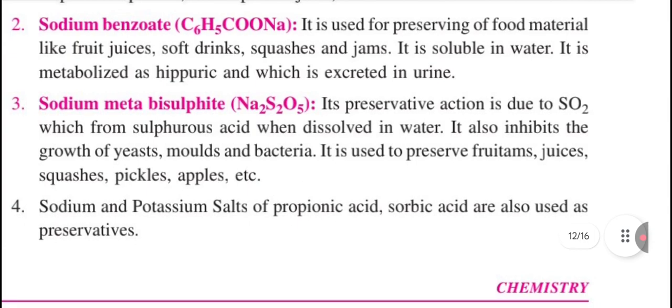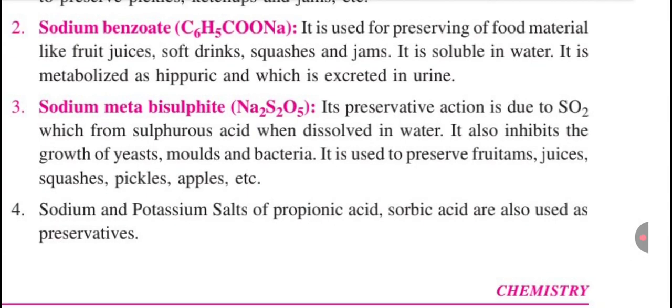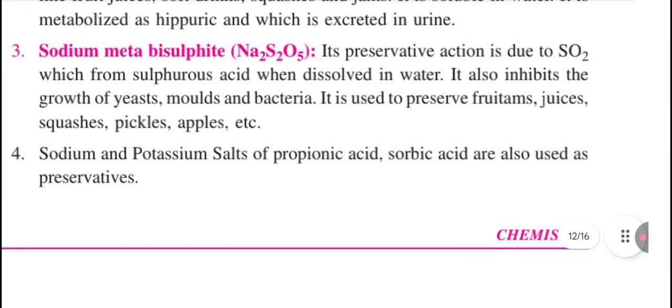Second, sodium benzoate, C6H5COONa. It is used for preserving food materials like fruit juices, soft drinks, squashes, and jams. It is soluble in water. It is metabolized as hippuric acid, which is excreted in urine.